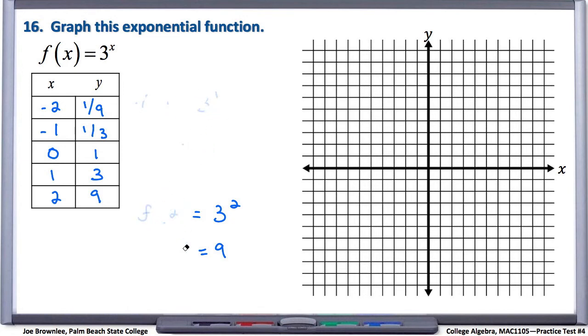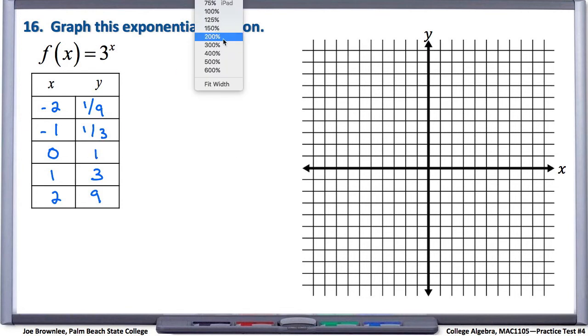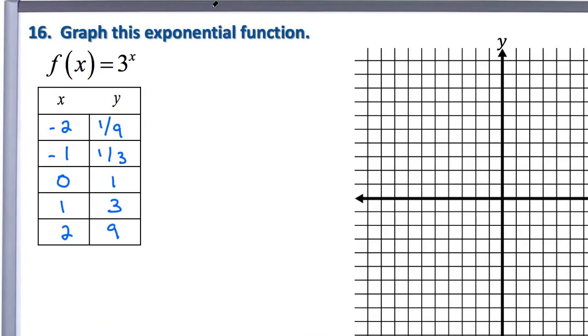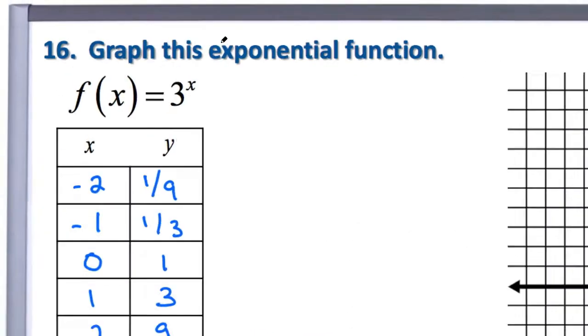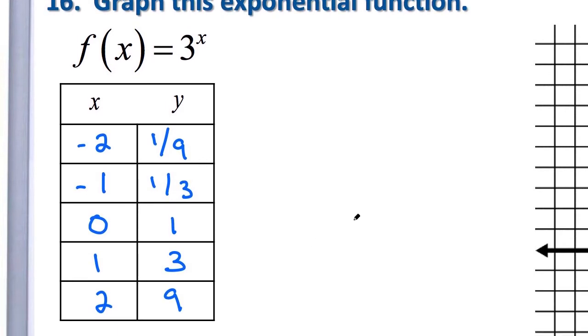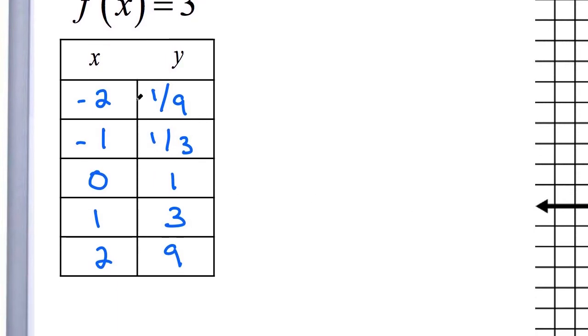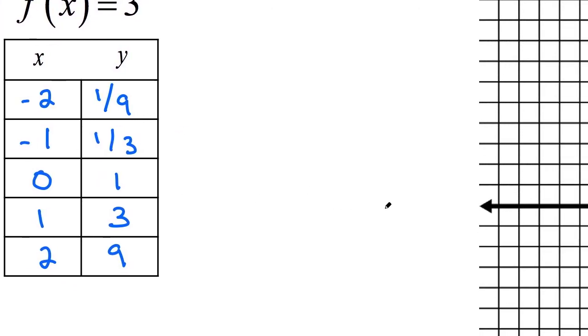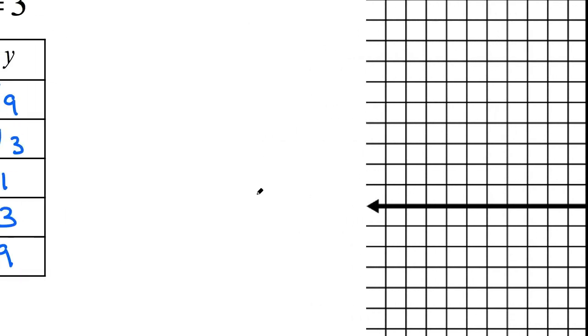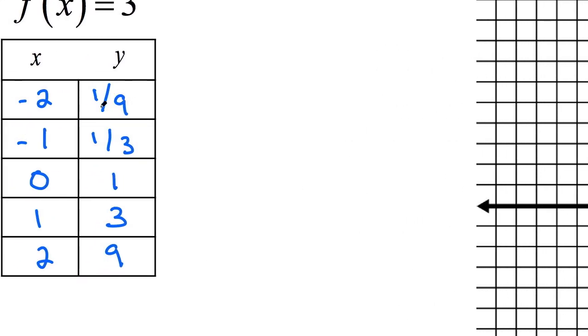The only thing left to do is plot these points, so let's do that. Let's see, I might want to zoom in here just a little bit. Maybe we can go a little more. All right, we'll see what that looks like. So let's plot -2, 1 over 9. Because notice these y values are really small here, right? 1 over 9 is really small, 1/3 is really small. It's going to be difficult to see on this graph, but that's okay. We'll do our best.